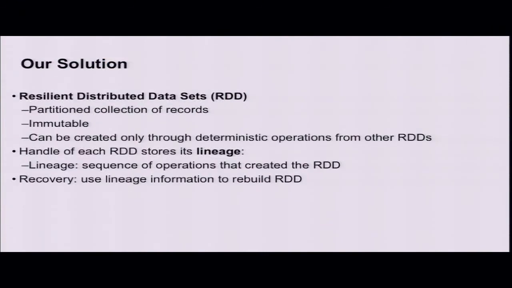Instead, these resilient distributed datasets are immutable and can be created only through deterministic operations or transformations from other RDDs. Then for each RDD, in its handle, we have what we call lineage. Lineage means the sequence of operations which were applied to create that RDD. Now if you have a failure, you reapply the sequence of operations and you recreate the data.